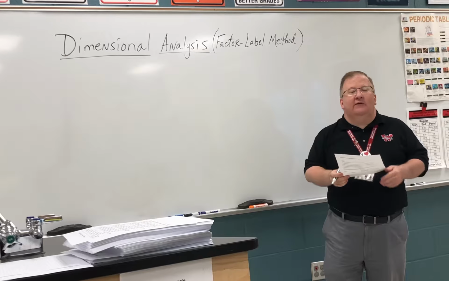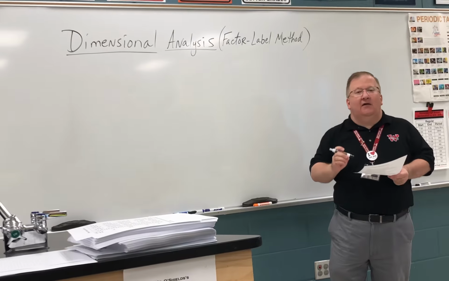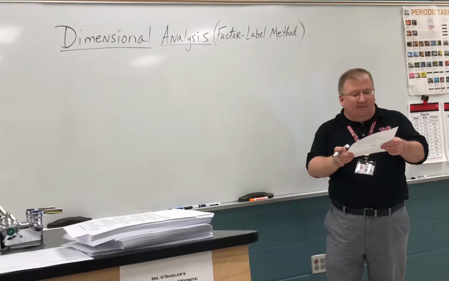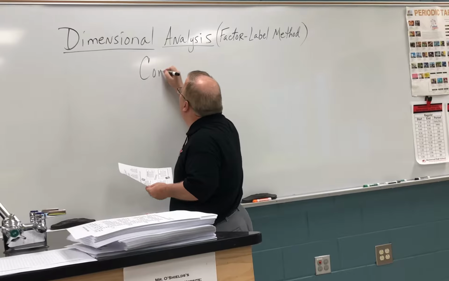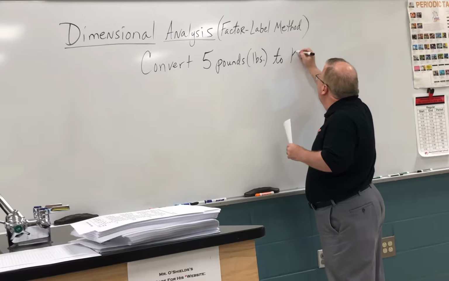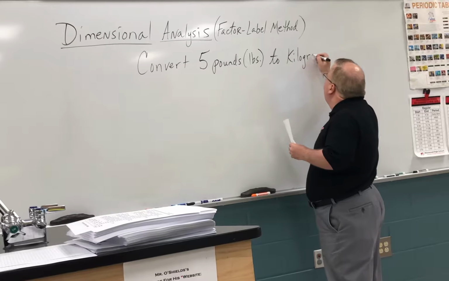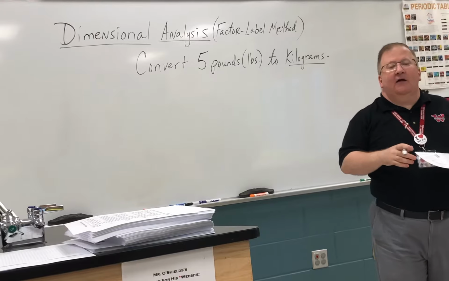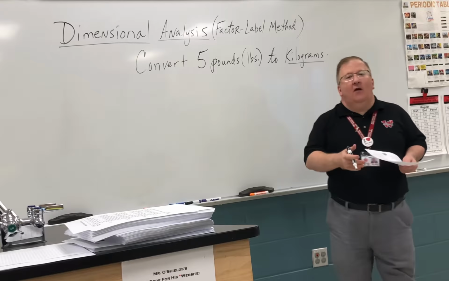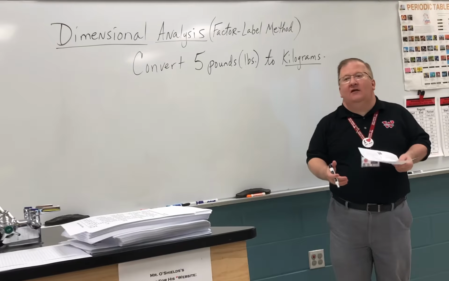The first thing you want to do is always write down the number and the unit being given. So we have a sample problem on our paper that tells us to convert 5 pounds, which is LBS if you want to use the abbreviation, to kilograms. All right, when you do dimensional analysis, you have to have some sort of conversion factor or an equivalency in order to make that change, all right?